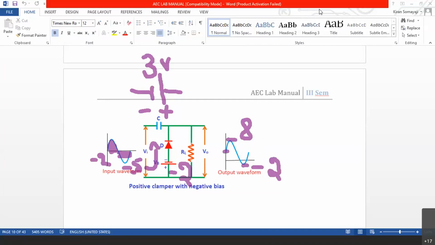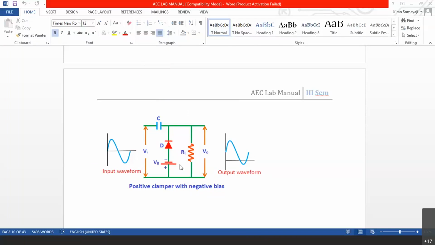plus 3 volts. Now my question is, if at all we reverse this VB, what will happen? If at all we reverse this VB, what will happen? Output will shift to the negative side. Output? Shift towards the negative side. No. Think again. Rohit is thinking that if we reverse this battery, then automatically it will become a negative clamper. No, it will not become.